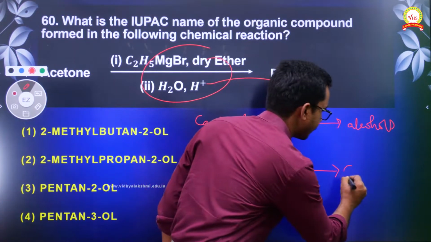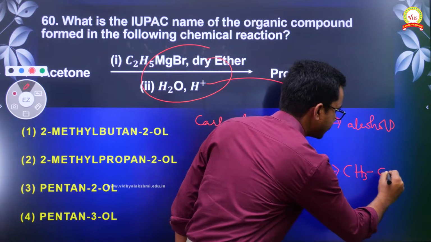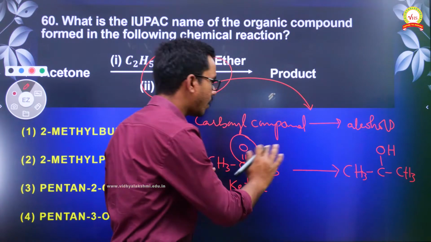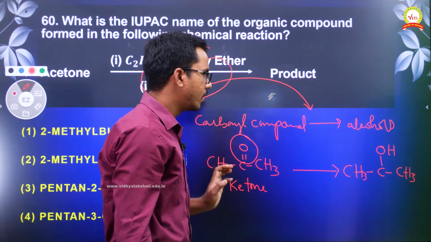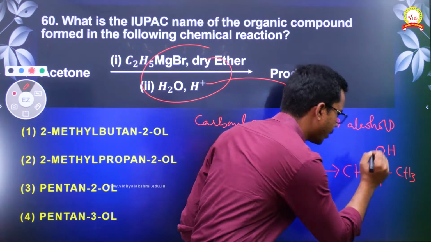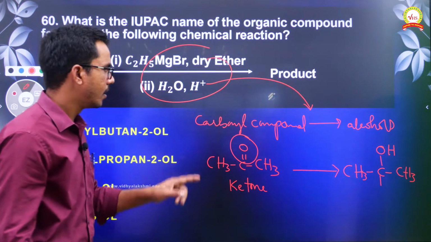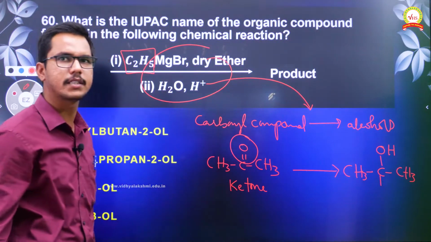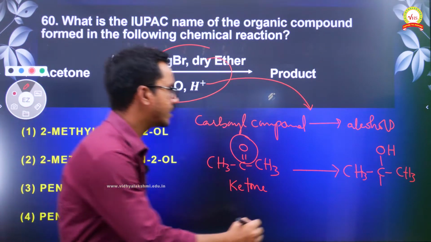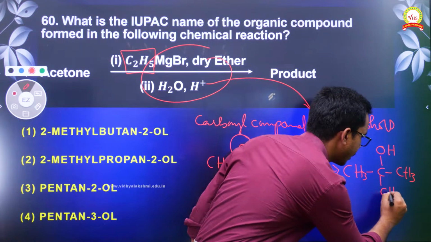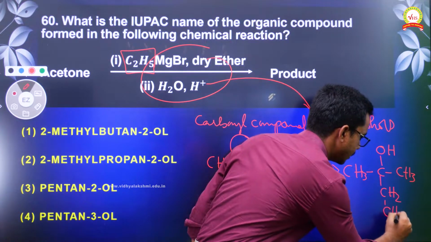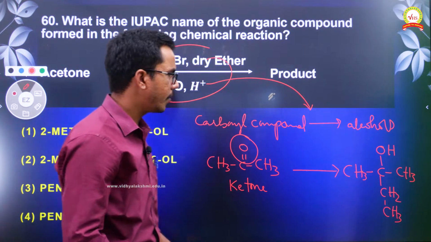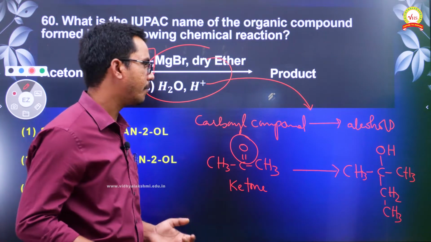Let me take all the carbons as it is right here, and let me turn the carbonyl compound into alcohol. Now, the group which is going to come over here is the nucleophile from the Grignard reagent. What is the nucleophile from the Grignard reagent? That is C2H5, that is nothing but the ethyl group, CH2 and CH3.